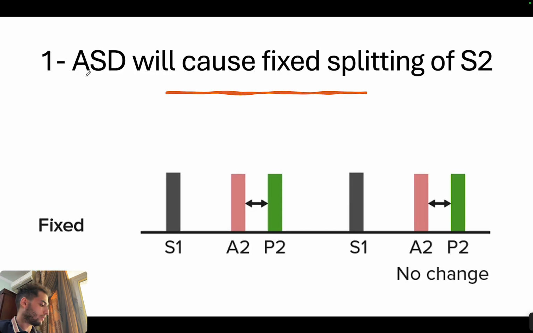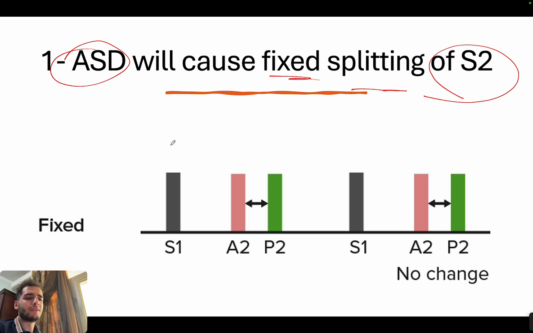So the first concept, and this is something that they will always love to ask about, is atrial septal defect. They will always tell you a patient has a murmur with fixed splitting of S2, and then they will ask what your diagnosis would be, and the answer is very easy: atrial septal defect. Now they can ask you additional information.